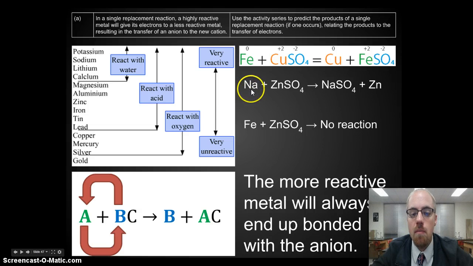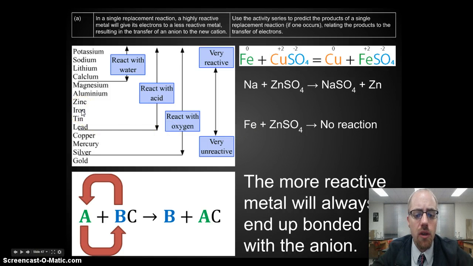Another good example of that would be sodium and zinc sulfate. Okay, so sodium again is higher on the list than zinc is. So sodium will give its valence electrons to zinc, and you'll wind up with sodium sulfate, which should be Na2SO4, and Zn. But what about if you try to react a metal, like say iron, with something that's higher on the list?